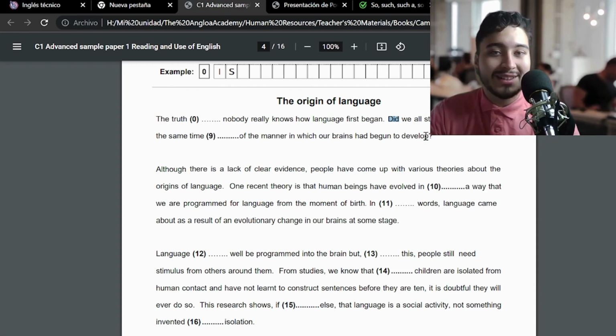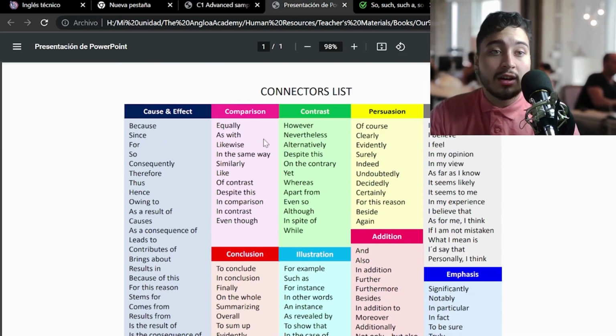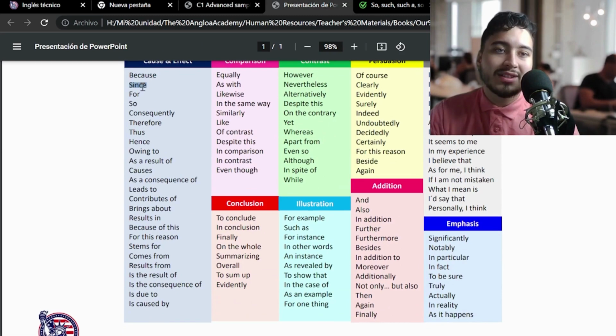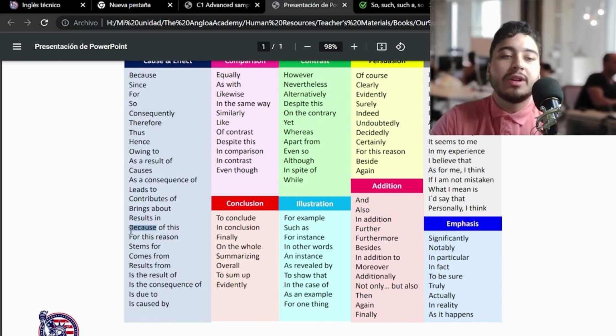We have a cause and an effect. This is the cause, and this is the effect. We start talking at the same time, blah blah, the manner our brains have begun to develop. Something really important to study is connectors. Here we have the cause and effect connectors: because, since, consequently, thus, owing to, leads to, because of this, for this reason, stems from, comes from.